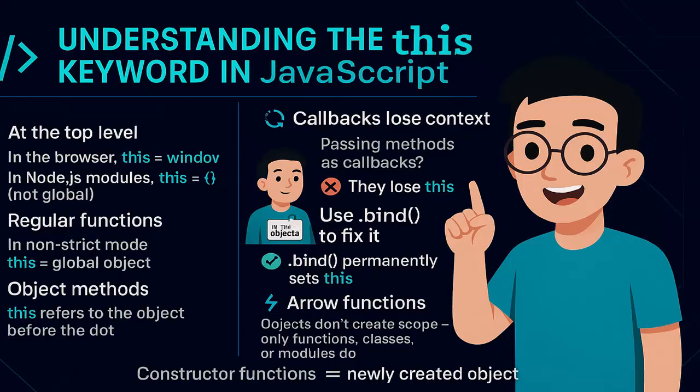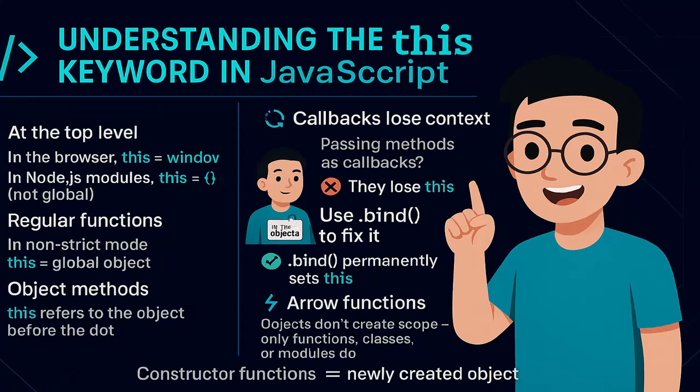Let's lock in what we just learned about the this keyword once and for all. At the top level in the browser, this equals window. In Node.js modules, this equals an empty object, not global. In regular functions in non-strict mode, this equals the global object. In strict mode, this is undefined. For object methods, this refers to the object before the dot.